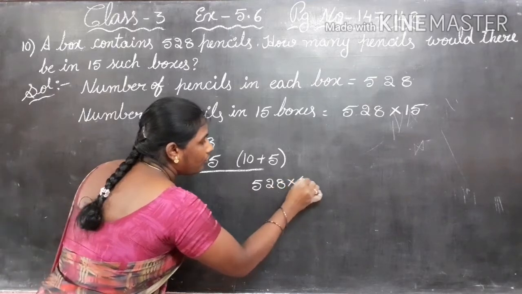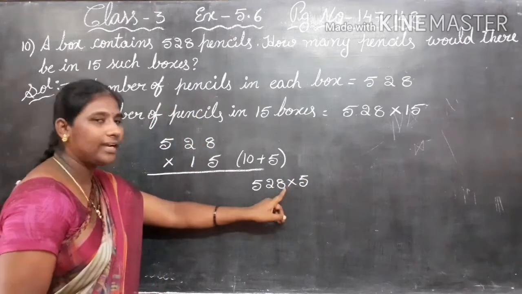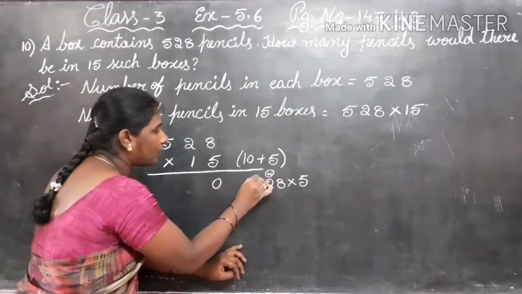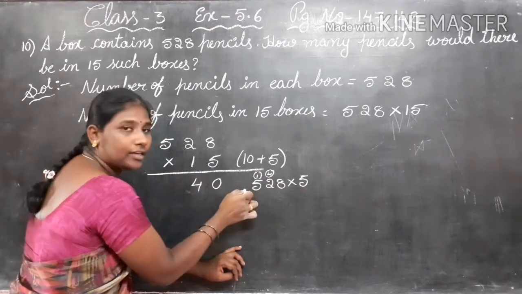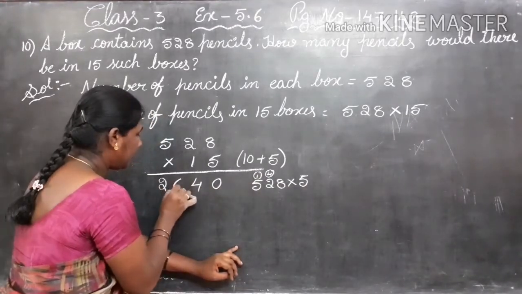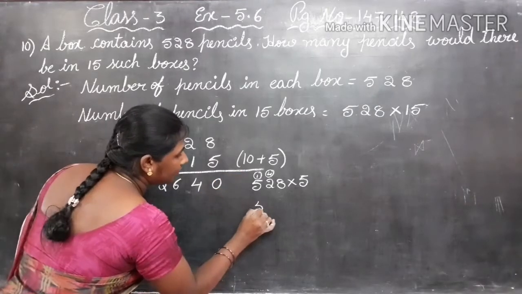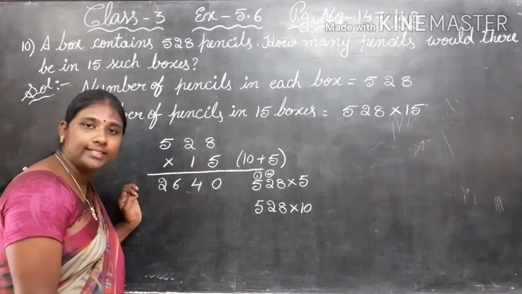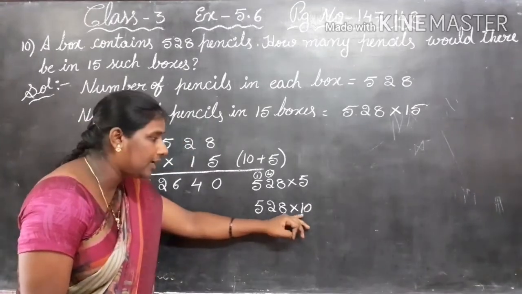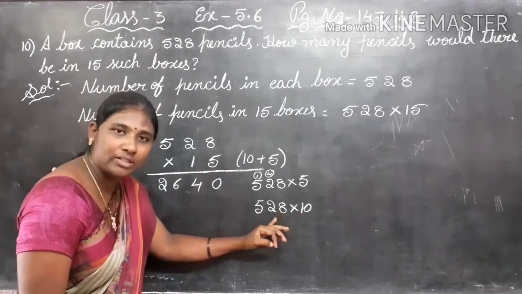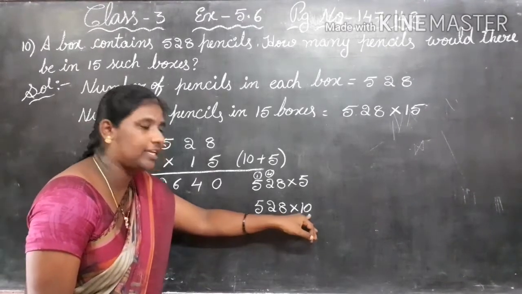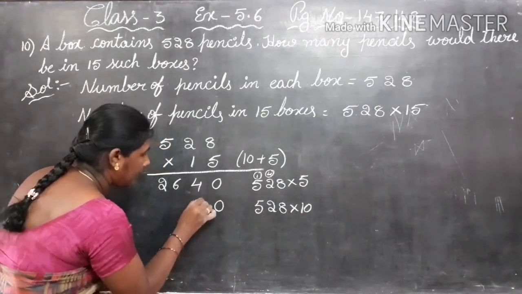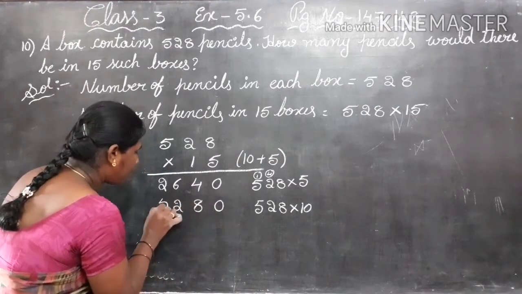528 into 5. 5 8s are 40. So 0 here, carry 4. 5 2s are 10. 10 plus 4, 14. 5 5s are 25. 25 plus 1, 26. Next this 528 we should multiply with 10. When we are multiplying with 10, 20 like that, first we have to multiply the number with the tens digit, 1. So we multiply with 1. After we get the product, we put 0 at the end of the product. So first I am writing that 0 here. 1 8 is 8, 1 2 is 2, 1 5 is 5.